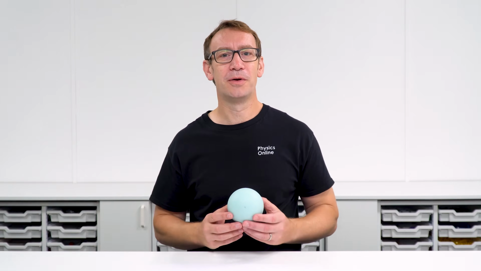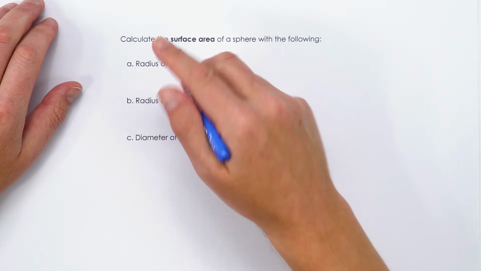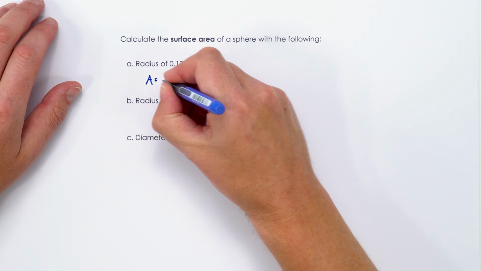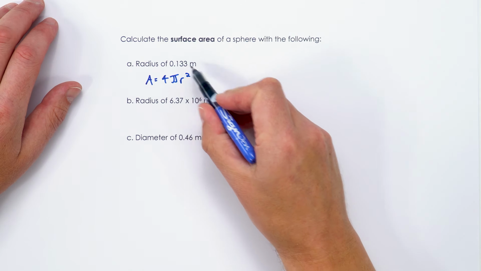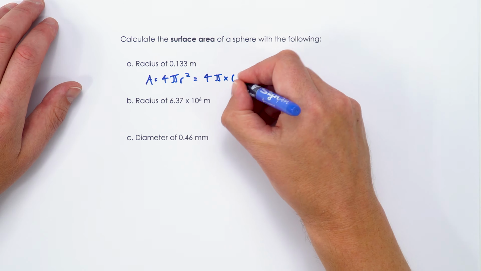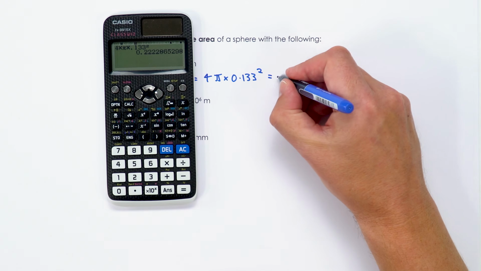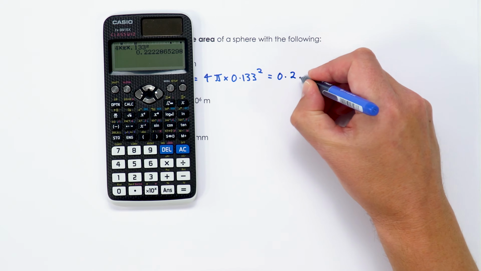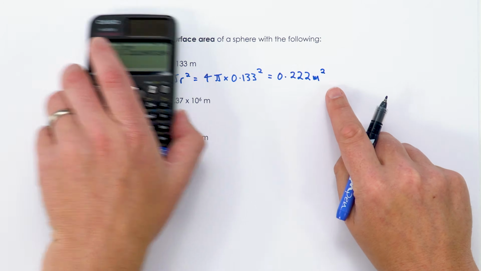In these worked examples, we're just going to work out the surface area of some spheres. So for the first one, we're going to use the equation that says A is equal to 4 pi r squared. We've been given the radius in meters, so that's simply 4 times pi times 0.133 squared, which is equal to 0.222 meters squared. As simple as that.